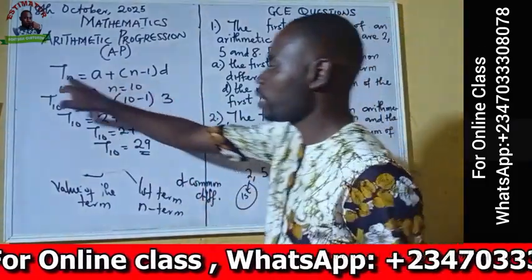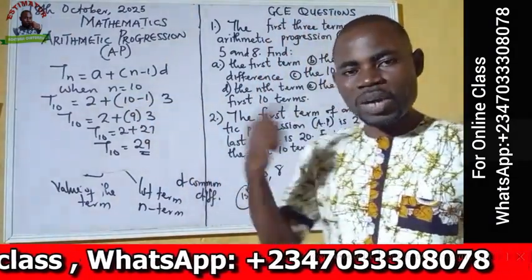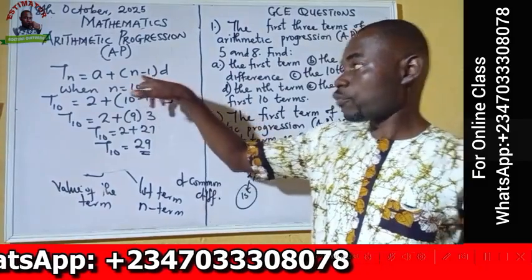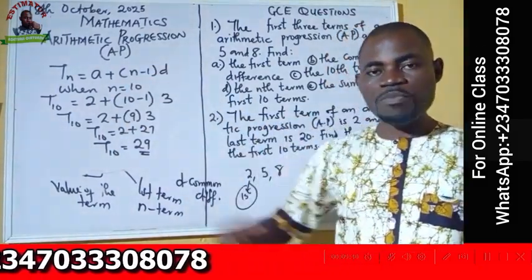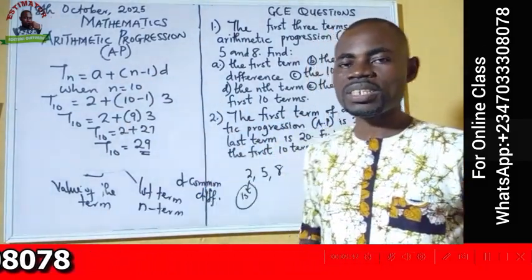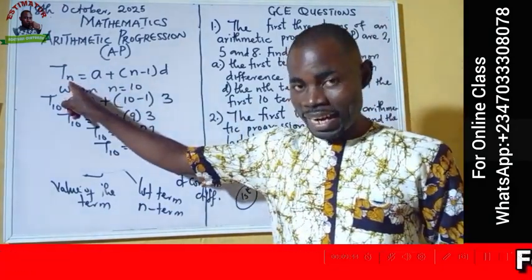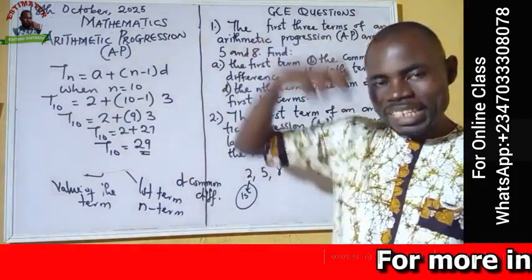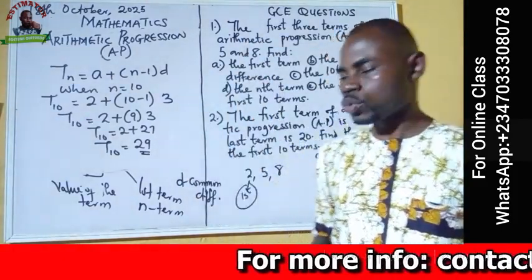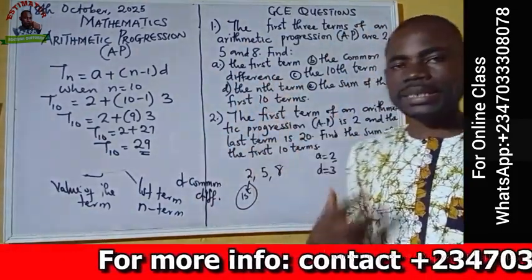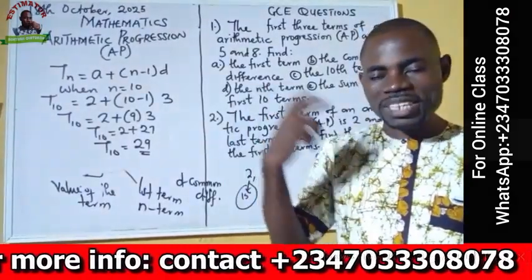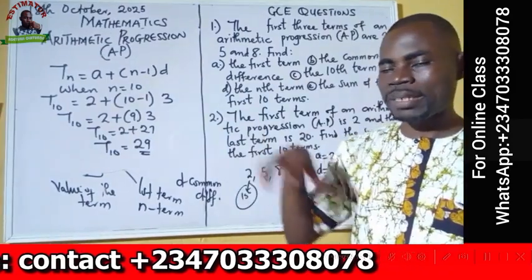Apart from the general formula that we have, you also can generate a formula. You can use this formula to generate a formula that will be established for that sequence. If this one represents the general formula, I repeat again, you also can generate a formula for that sequence. So whenever they say find the nth term, they want you to generate a formula for that particular sequence.